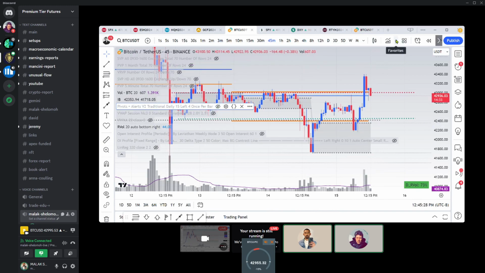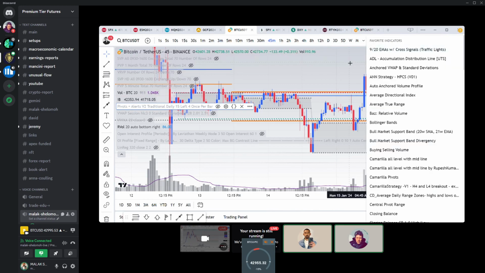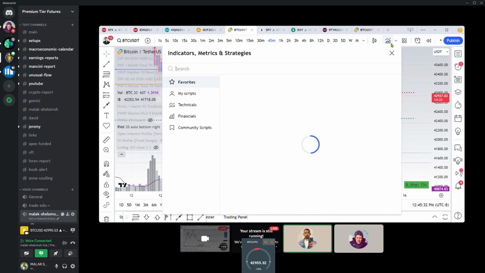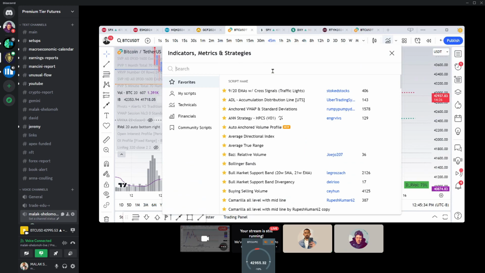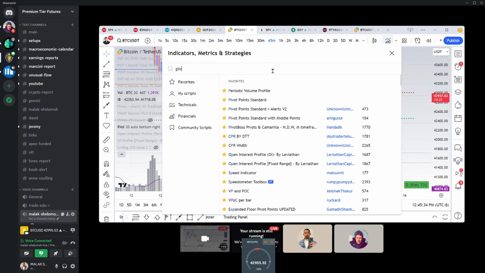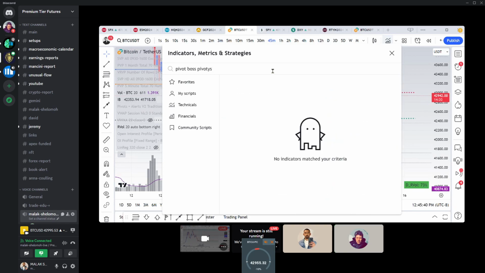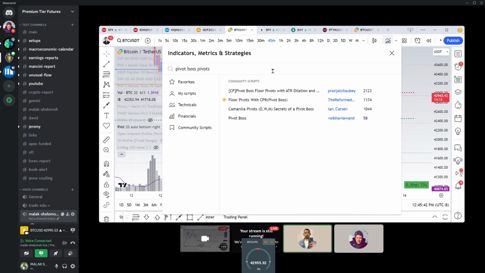Right here, let's see. Search for pivot boss pivots. It's going to be the one that says Camarilla. Click on that one here. Yeah. Okay.